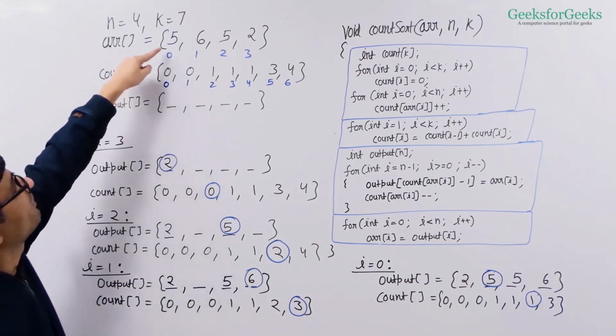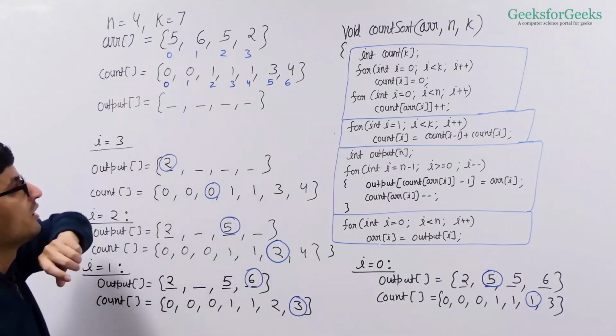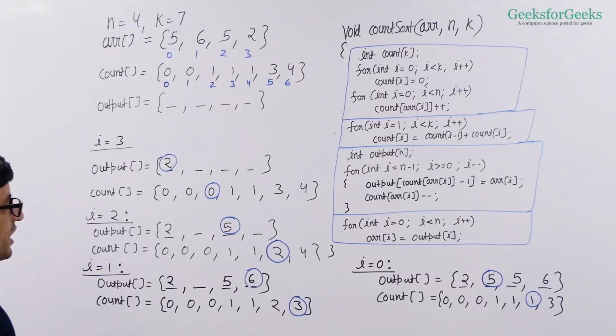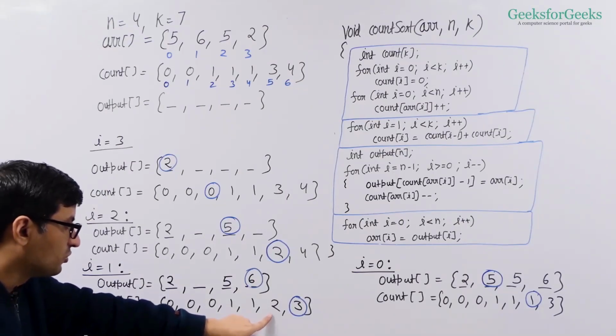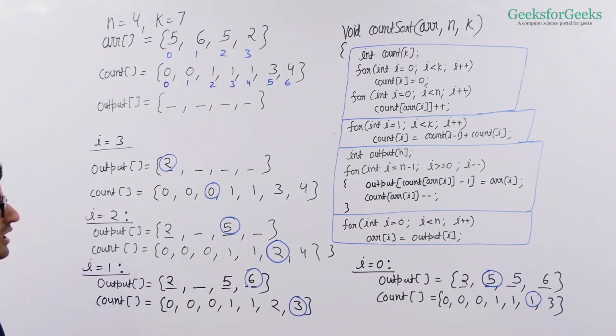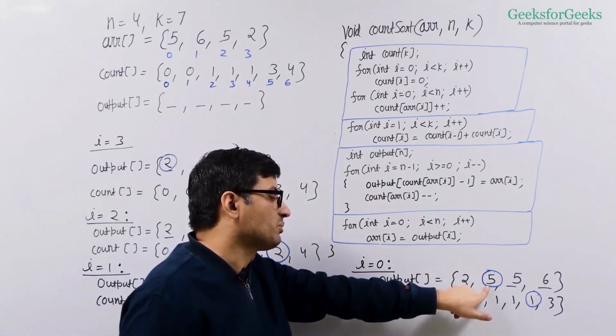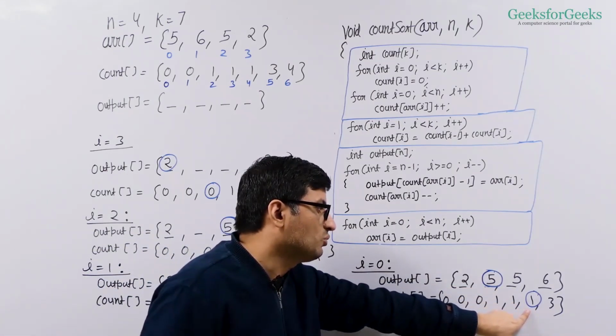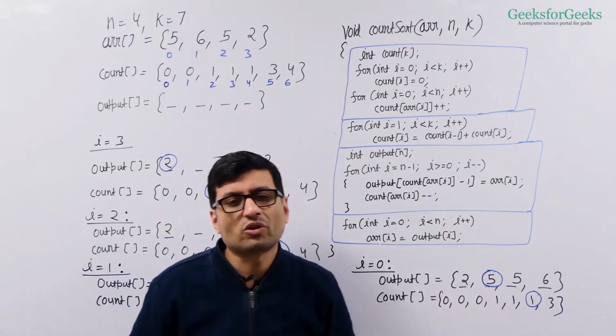Now we go to the next element in our input array, 5, and we use it as an index in our count array. We get the value 2. It means this 5 should go at the second position. So we put it at the second position and decrement its count to 1. And that's how we get our sorted array.